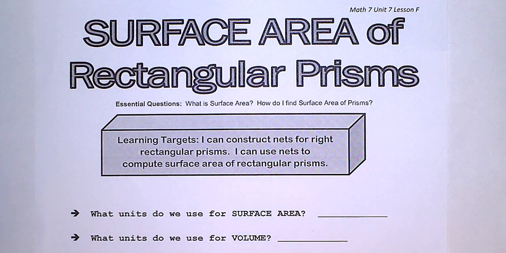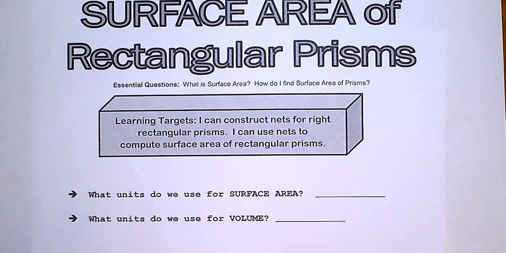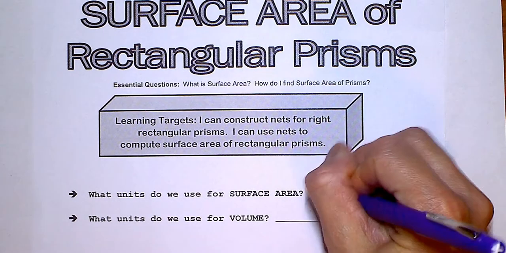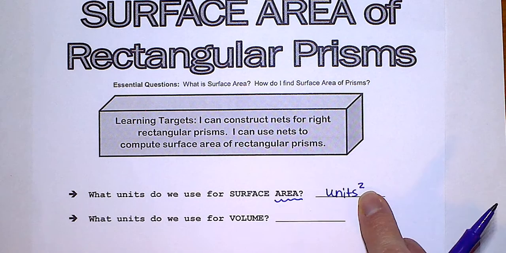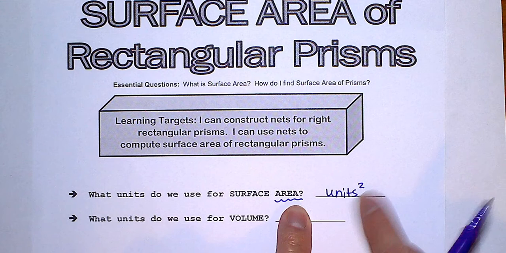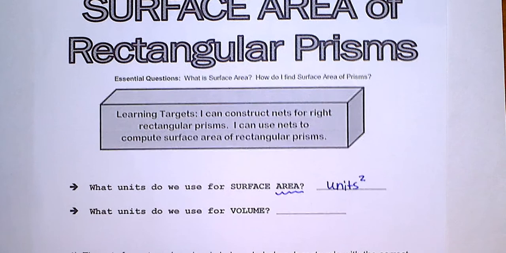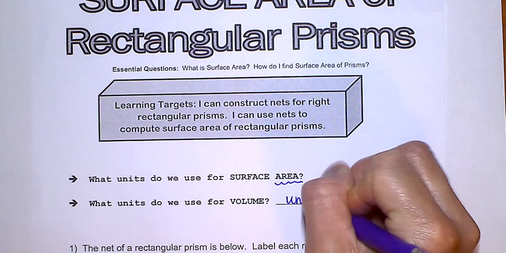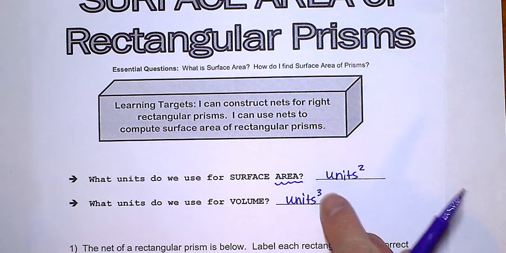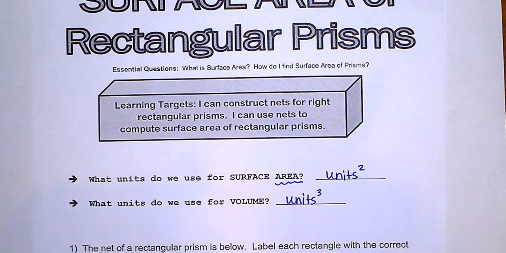Now, what units do we use for surface area? Well, for surface area, we use units squared because we're looking at area, and area we label with an exponent of 2 because it's two-dimensional. But the units we use for volume are units cubed because it's three-dimensional, so we label it with a 3. Now let's jump right into example number 1.